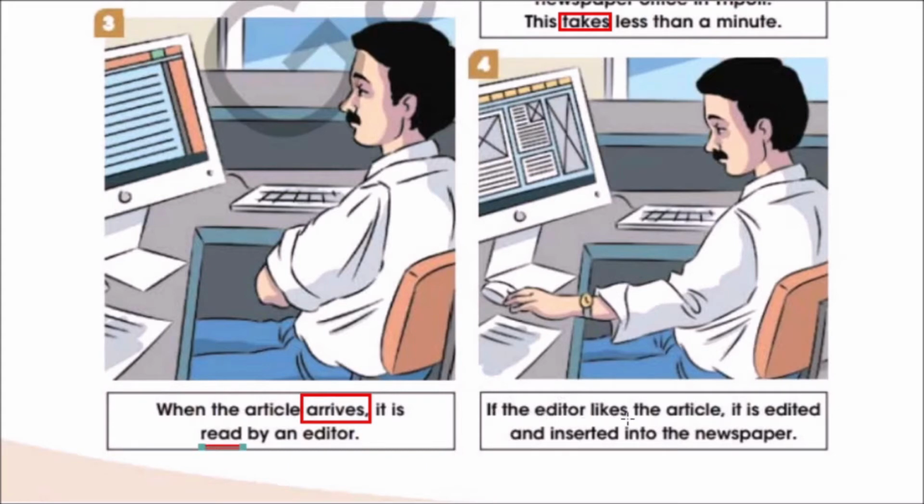The next one. If the editor likes the article, now who likes it? The editor. That means that likes is an active form of a verb. Very good.